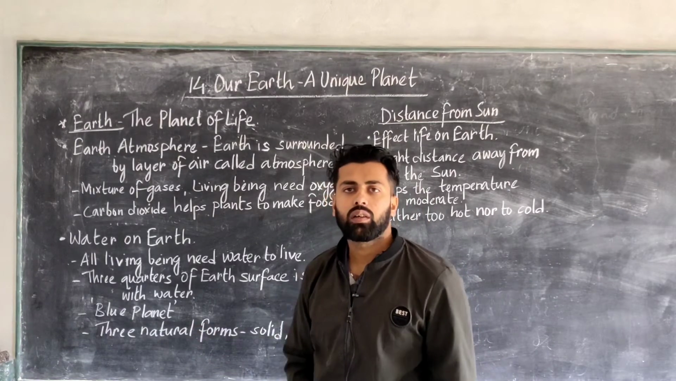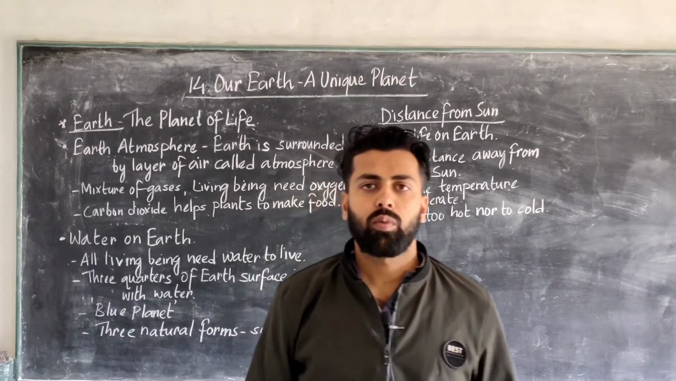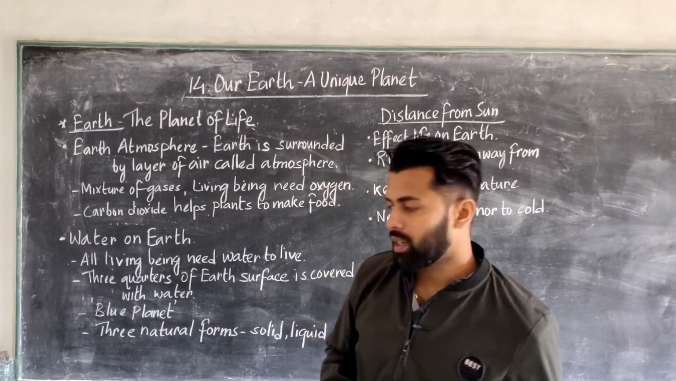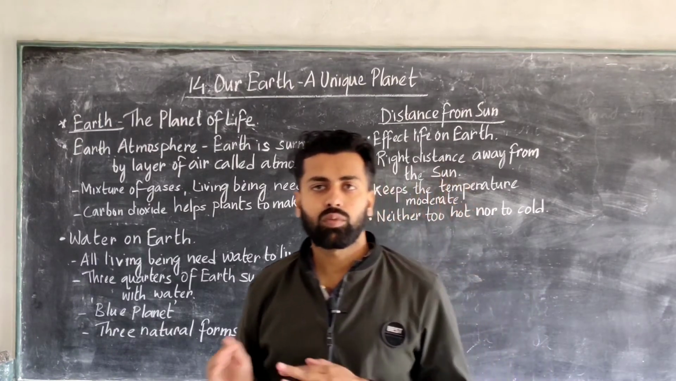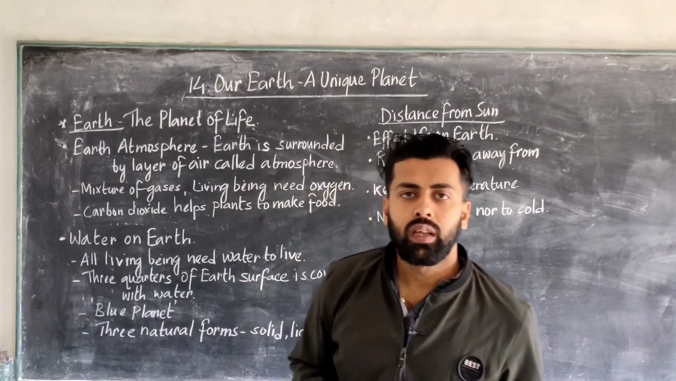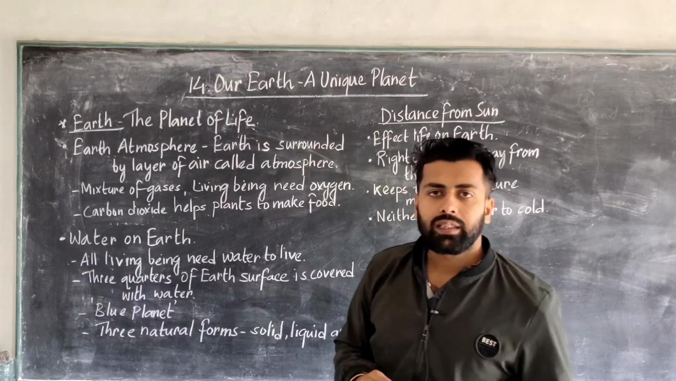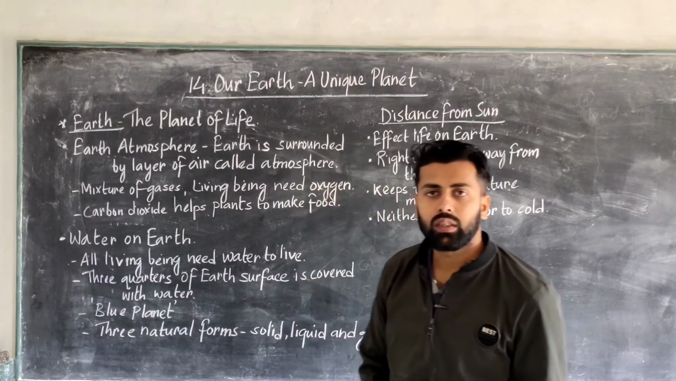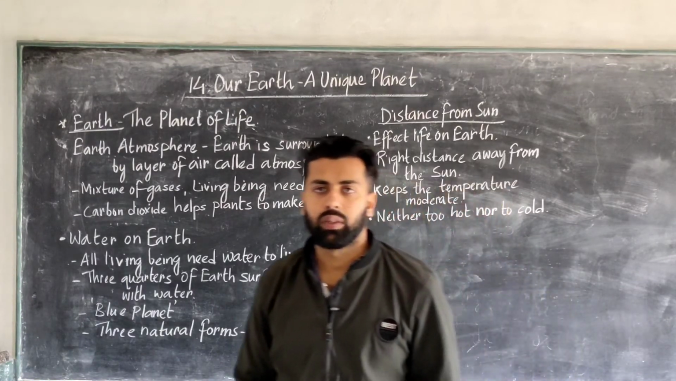And here on the earth you will find three natural forms of water. As we have already discussed in our science class, the three natural forms of water are solid, liquid and gas. Solid we get in the ice form, the liquid is the most familiar form, the water we drink, and the gas is the water vapor. So students, these are the three forms we usually get in the atmosphere, okay?